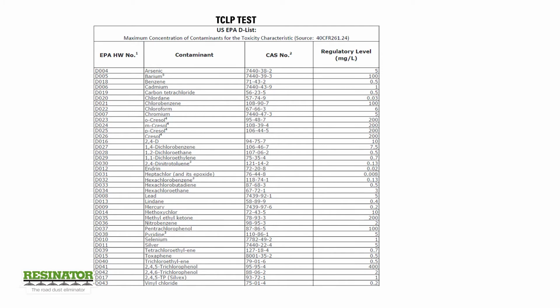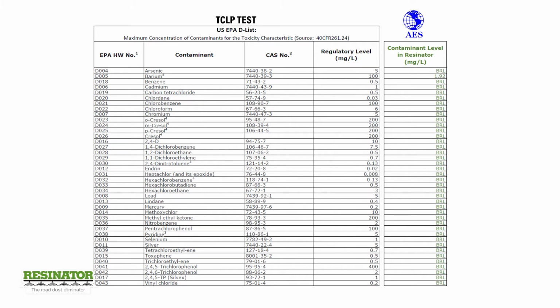The U.S. EPA created the D list, which provides the maximum concentration of contaminants known as Toxicity Characteristic Leaching Procedure, or TCLP for short. Each compound has a regulatory level. If a dust control product contains one or more of these compounds at a level higher than the regulatory level, then that dust control product is considered toxic. Analytical Environmental Services determined that Resinator contains no TCLP compounds.